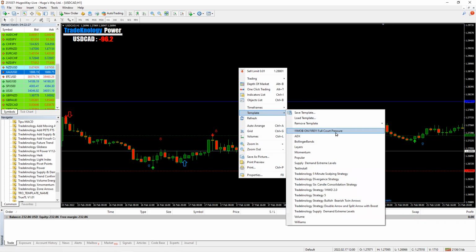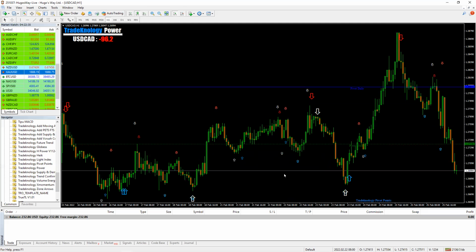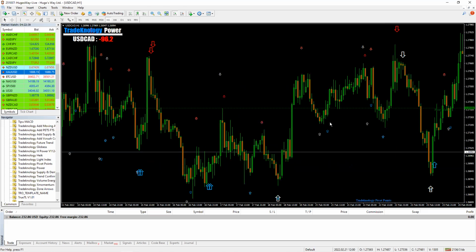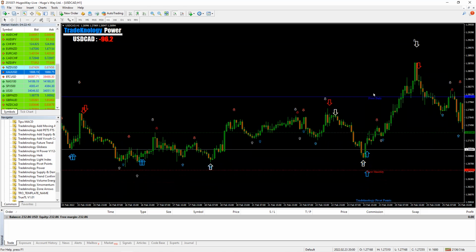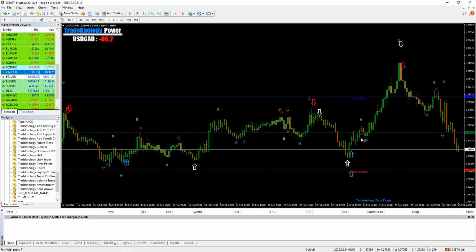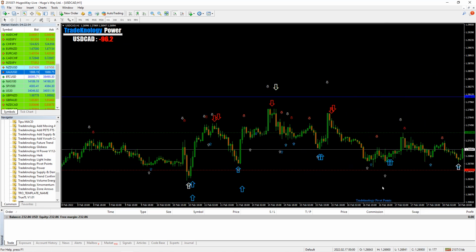Looking at my templates over here. Bullish and bearish twin arrows. Okay, same principle. We're going to look at our pivot points. If we are above the pivot point, we're going to take a sell. If we are below the lowest pivot point, we're going to take a buy.